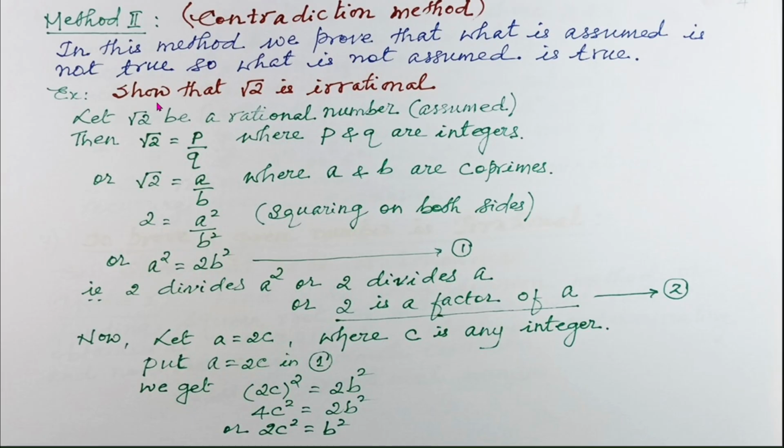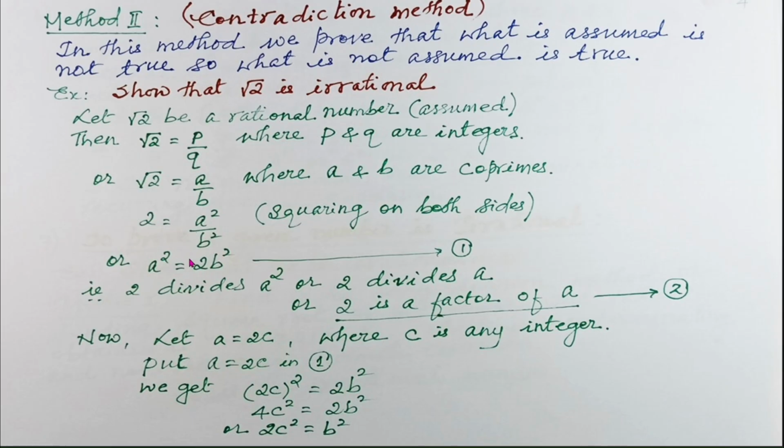Let us understand that. To show that root 2 is irrational, let us first assume that root 2 is rational. Please understand here, we have to prove that root 2 is irrational, but we are assuming that root 2 is rational. Then root 2 is equal to p by q, because p by q is a rational number. But p and q may not be co-primes, so dividing them by their HCF, we get co-primes, that is root 2 is equal to a by b, where a and b are co-primes. Now squaring on both sides, root 2 squared is 2, and a square by b square.